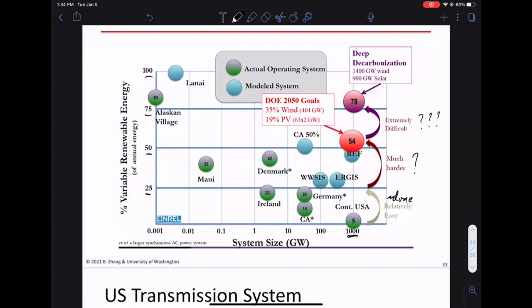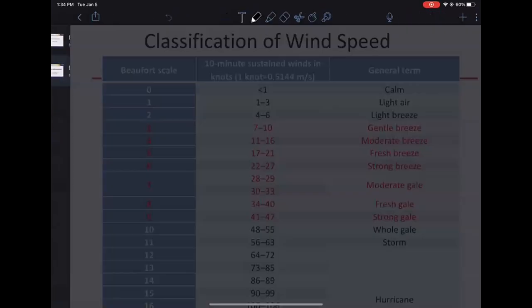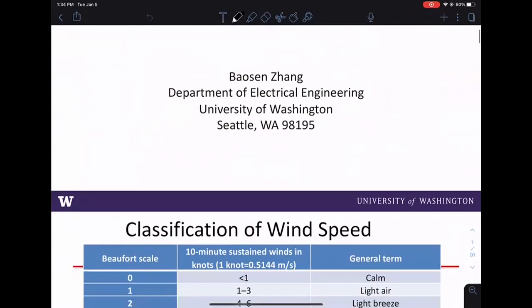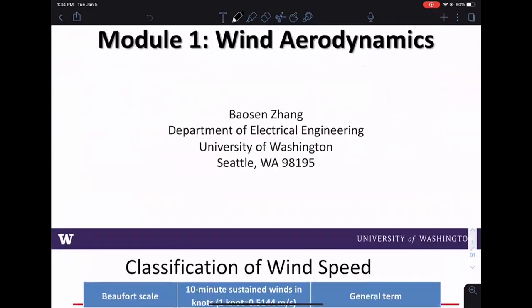Okay, so if not, let's get into the details about power generation. So this is aerodynamics, the mechanics of wind power generation.